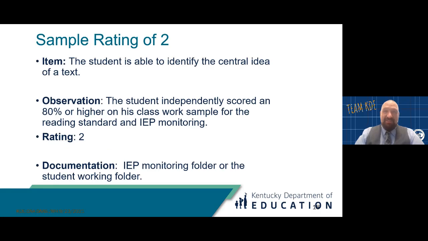And so let's discuss what a sample rating looks like. On this slide, you will see an example of a 2 rating, which is the highest rating available on the TAR. If the item being discussed is that the student is able to identify the central idea of a text, and the observation is the student independently scored an 80% or higher on his or her class work sample for the reading standard and IEP monitoring, the rating would be a 2. The documentation would be the IEP monitoring folder or the student working folder.